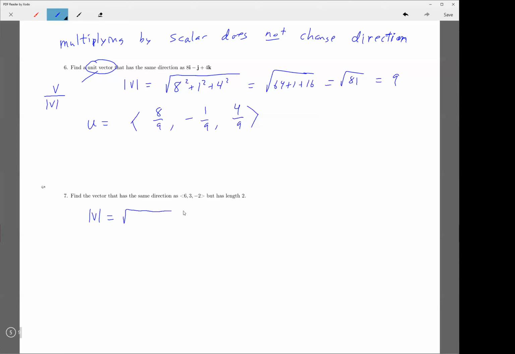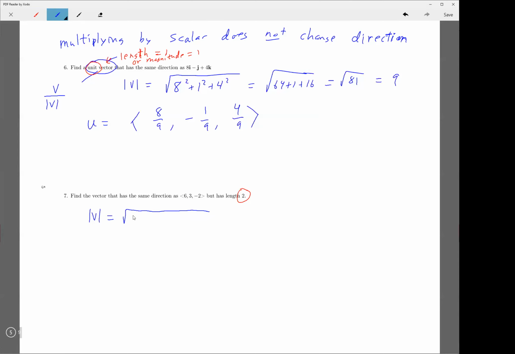Okay, so this next one is the same kind of concept, except unit vector means that the unit means the length is 1, or the magnitude is 1. Okay, so here you want the length to be 2, which is double of 1, but whatever.